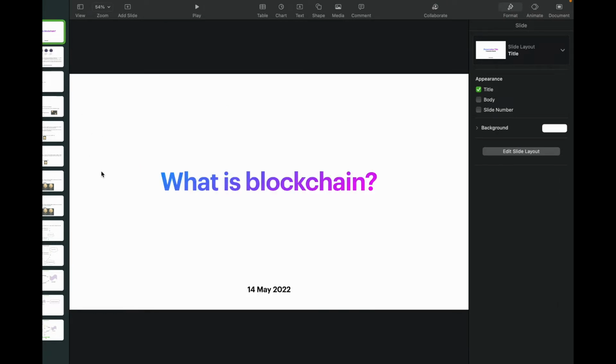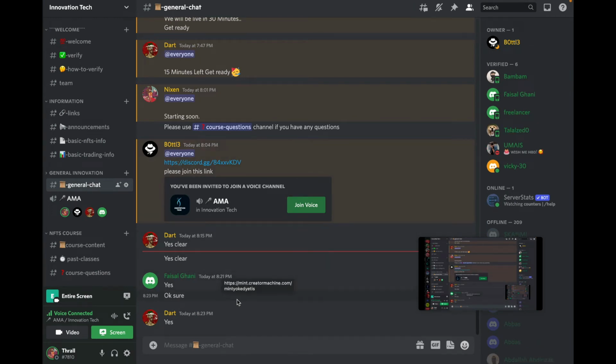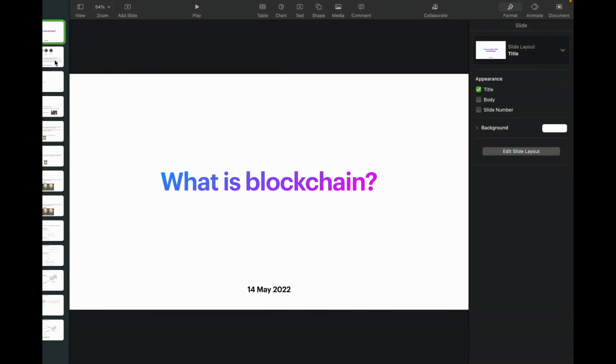So, what is blockchain? I think it is important for you guys to understand what blockchain is, because NFTs belong to blockchain. They work on blockchain. You don't need to understand too much, but you need to understand at least the core concept of blockchain, what it is and how it works. So let's dive in.